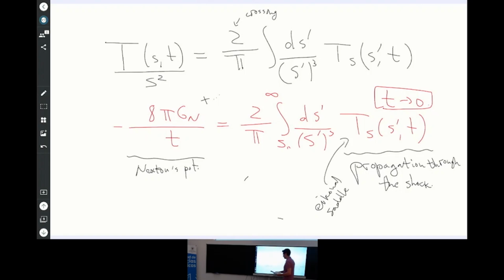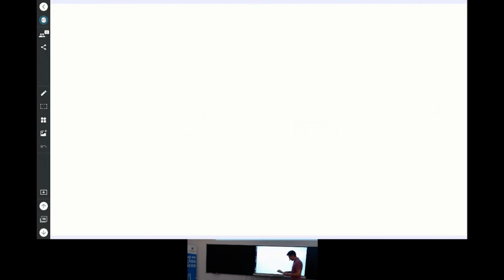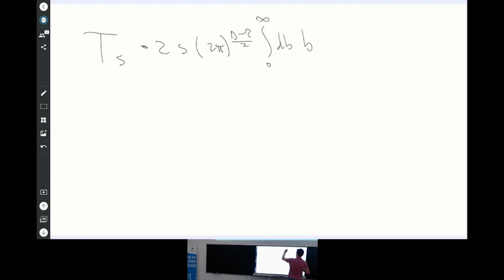And see if it holds. It's a nice exercise to do. You basically write the discontinuity as the integral over 2s, 2 pi, d minus 2 over 2, infinity, db b^(d-3). This is the integral over impact parameters, q b^((4-d)/2). So let's just write it. D minus 4 over 2 dq.